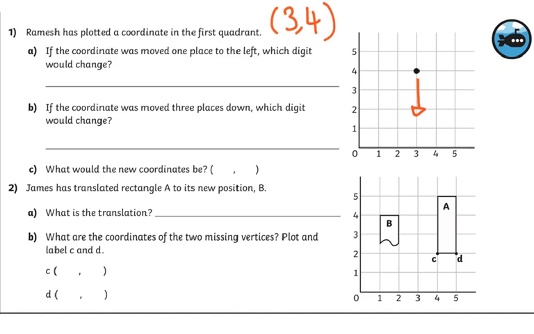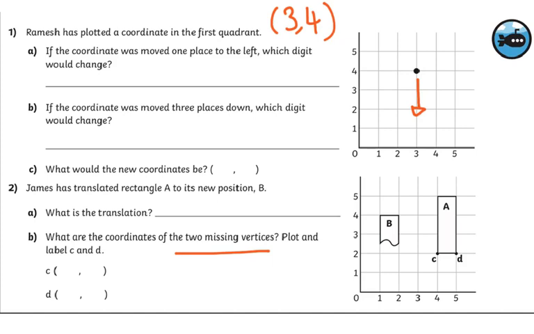On to question 2, it says James has translated rectangle A to its new position B. So what is the translation? Now you can see there you've got this kind of strange looking part of the shape there. It hasn't shown it completely, and that's because it says what are the 2 missing vertices here in part B, so that's why they've done that. So if it looks a bit weird, that'll be why. But let's go back to the first one.